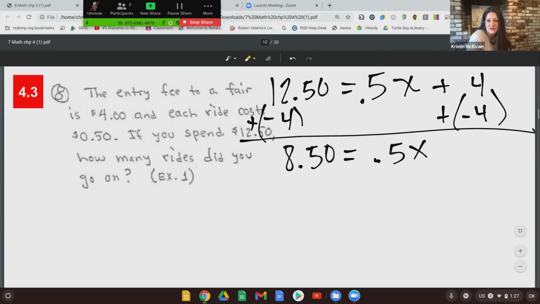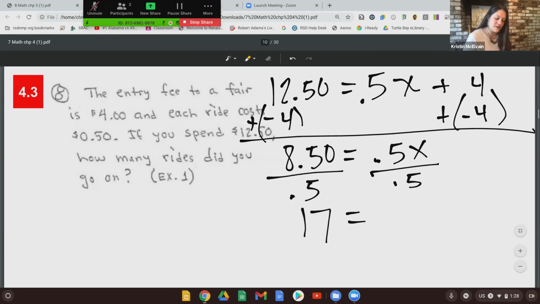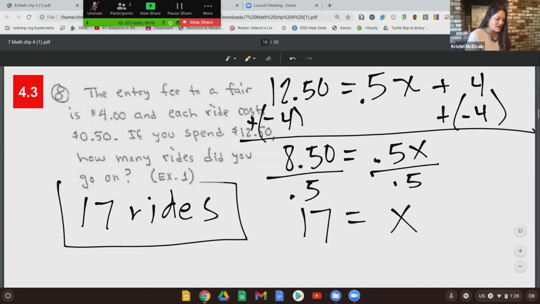To undo that, we have to do the opposite, which is division. So whatever we do to one side, we do to the other. So we need 8.5 divided by 0.5. 8.5 divided by 0.5 is 17 equals x. And that's number of rides. So 17 rides. Sounds like a pretty fun fair excursion.